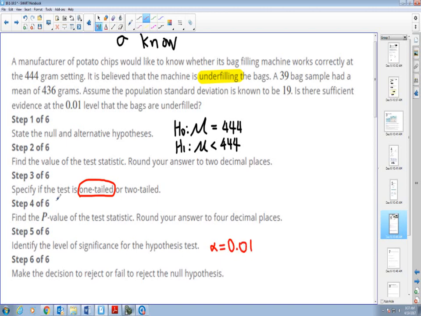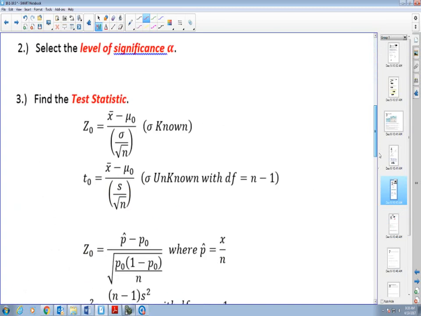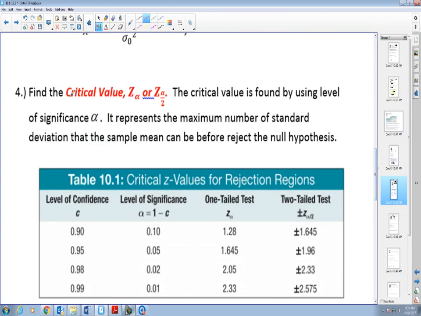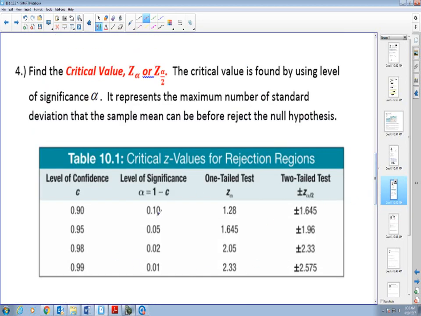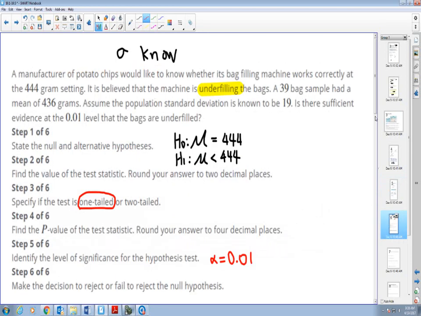Okay, so now let me show you how to find the test statistic and the p-value. We can find them using our calculator. About the only thing the problem is not asking for is your critical value of z, so we will come back to this table in a minute. Let me show you how to do this in the calculator real quick.